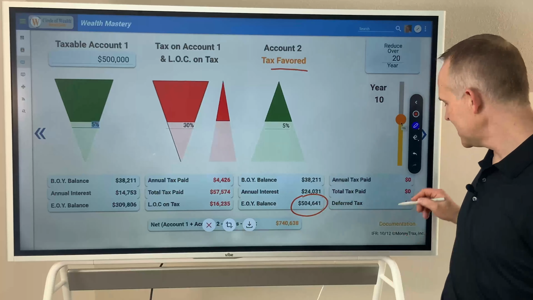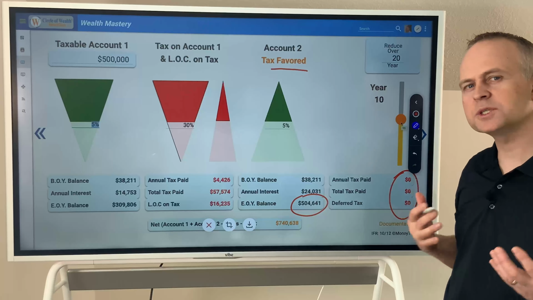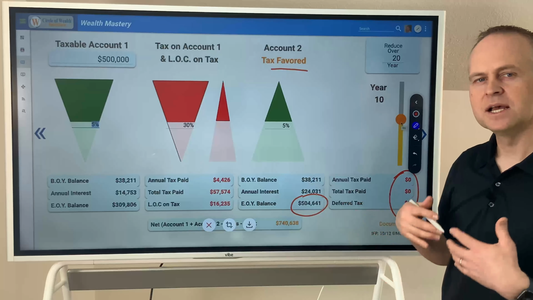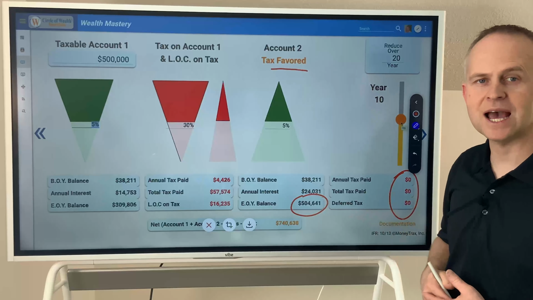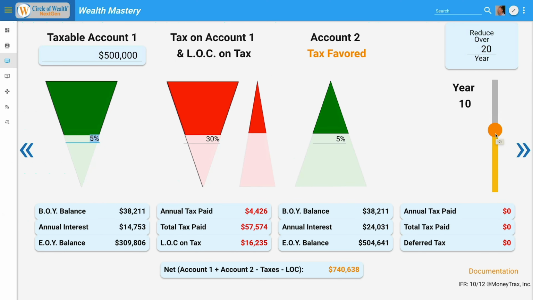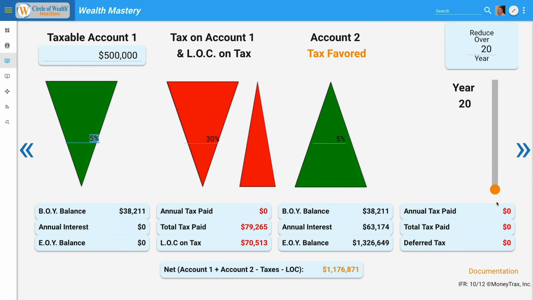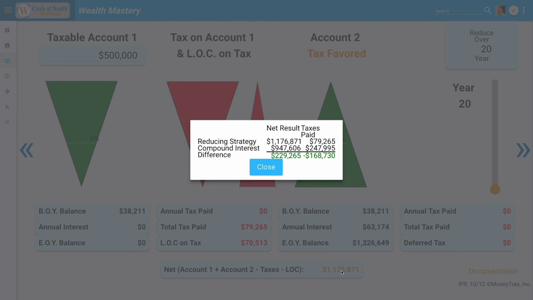But most importantly, this is the key, right? Most importantly, we have not deferred the taxes, but we just are in a tax favored position now, so we don't have to pay those taxes, right? So now if we continue to move all the way down, we can see that end result, $1.1 million. If we click on that to see how that breaks down, we can see that we have saved $229,000. There's a huge difference there between those two. And we've saved $168,000 in taxes over just compounding the problem inside of a taxable account. So huge improvement in this example.